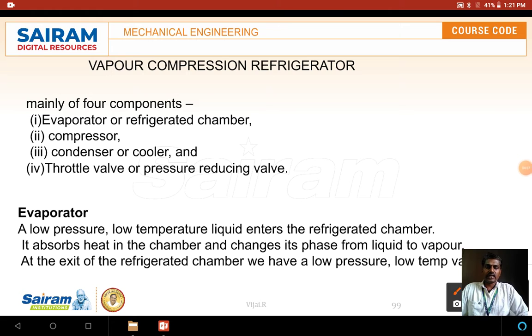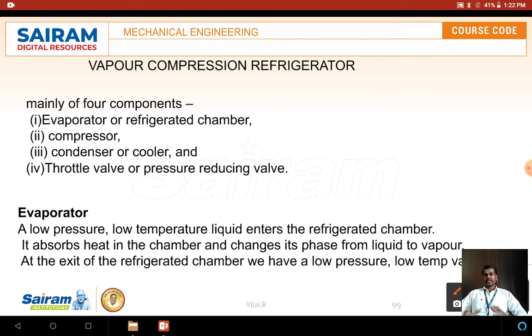So in this slide, we can see that a vapor compression refrigerator has mainly four components: evaporator, compressor, condenser, and the throttle valve. The evaporator is where a low temperature liquid is.